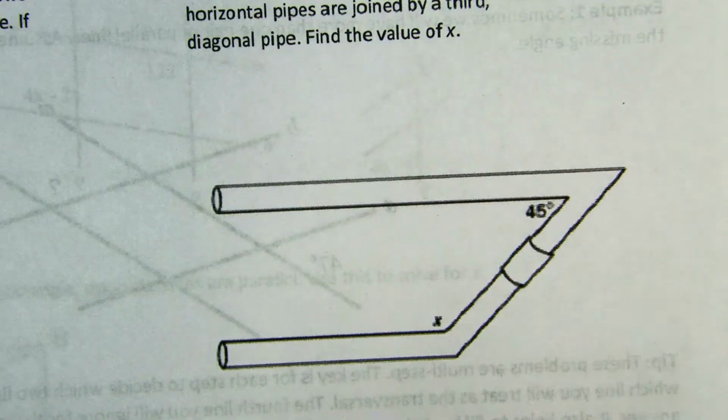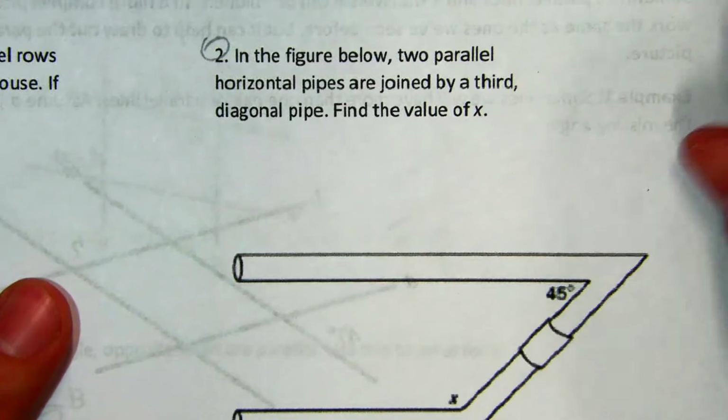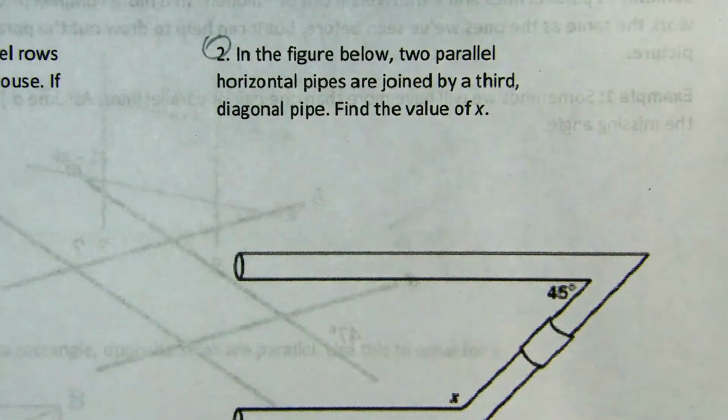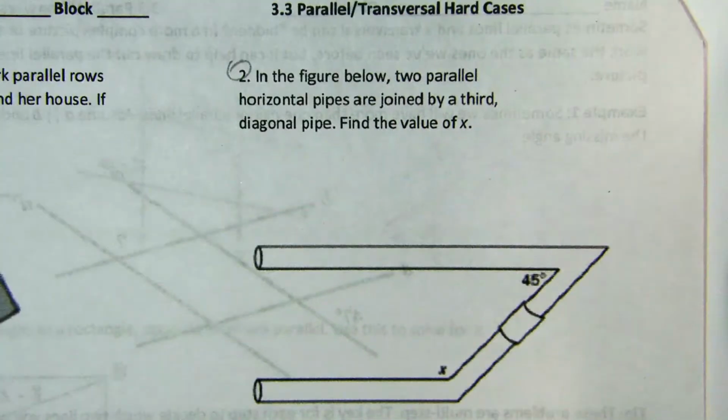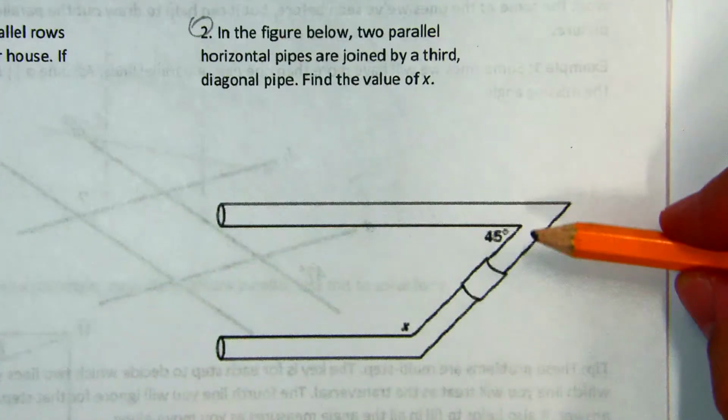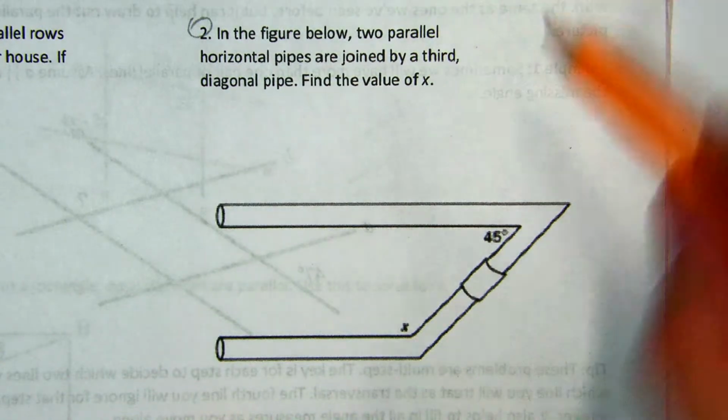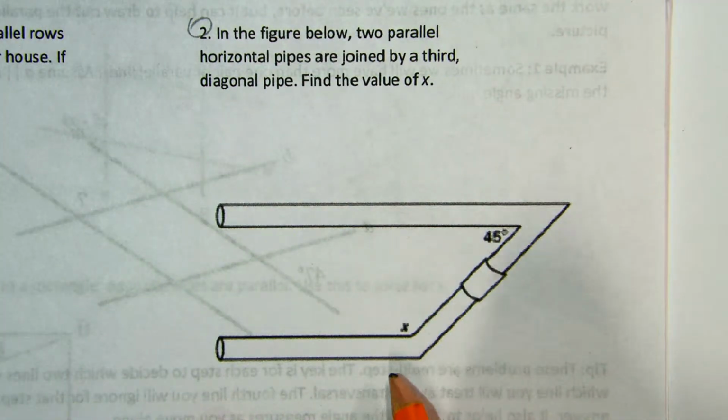Last video, I went over a couple problems where we're finding angles. We've got parallel lines and a transversal. We'll do a couple more now that are going to be a little bit more complicated. So, look at this problem here. It says, in the figure below, two parallel horizontal pipes are joined by a third diagonal pipe. Find the value of x.